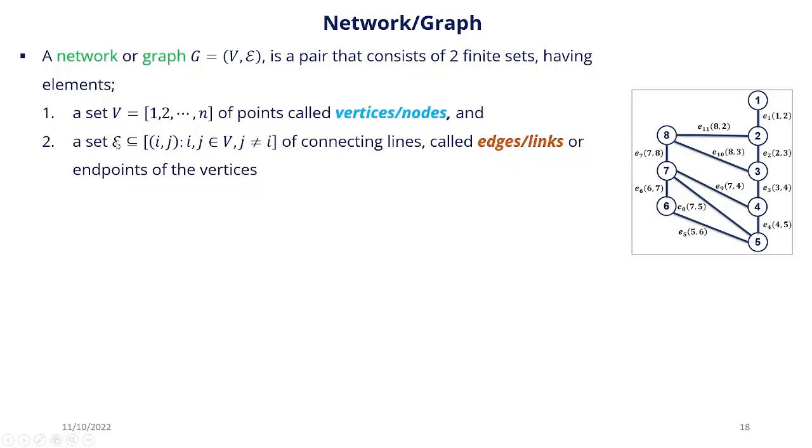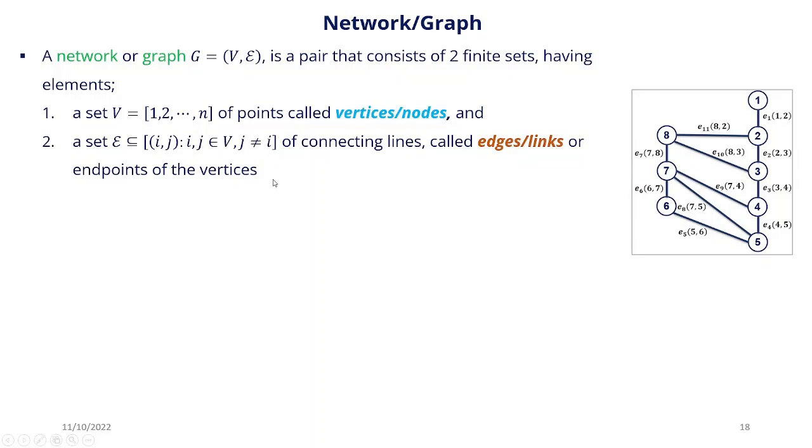So we say a set E, which is the set of edges, is a subset of I, J for I, J in V. So when we mean I, J here, we mean nodes, either node I or node J, such that node I or node J is in the set of vertices. Or we say vertex I, vertex J, such that vertex I and J is in the set of vertices where J is not equal to I, meaning that they are just different. See?